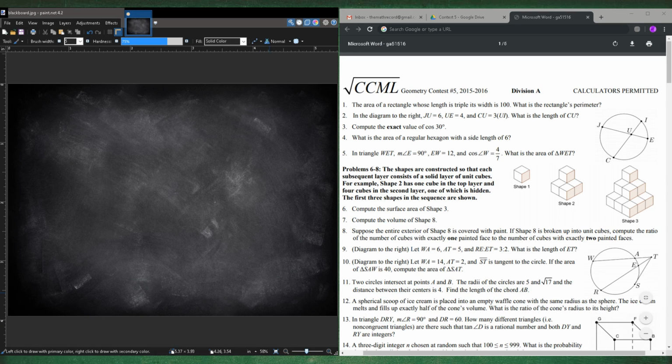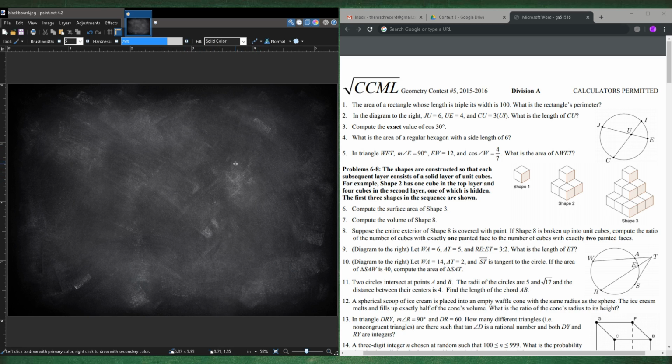Question 8. Suppose the entire exterior of shape 8 is covered with paint. If shape 8 is broken into unit cubes, compute the ratio of the number of cubes with exactly 1 painted face to the number of cubes with exactly 2 painted faces. Okay, we're going to split this into parts. So we're first going to find the number of 1 painted face, and then the amount of 2 painted faces.